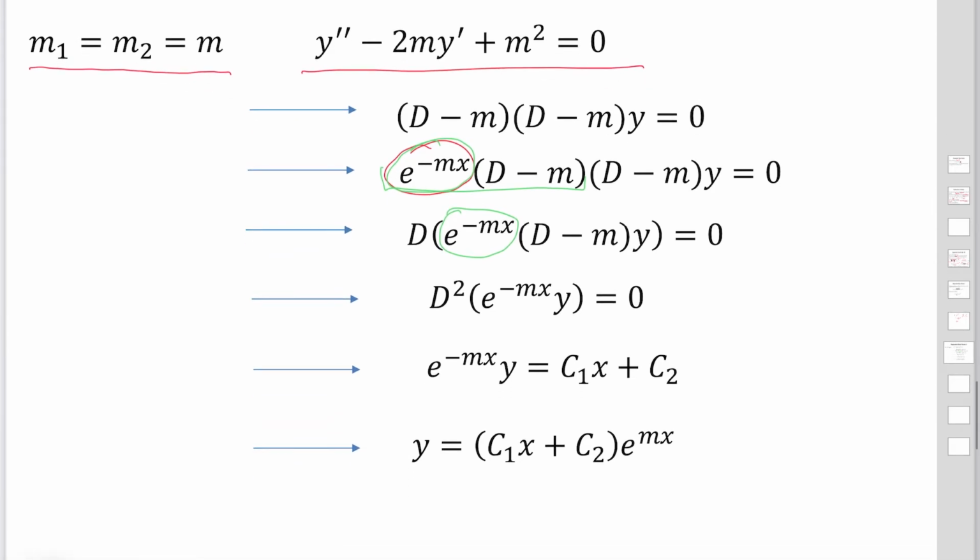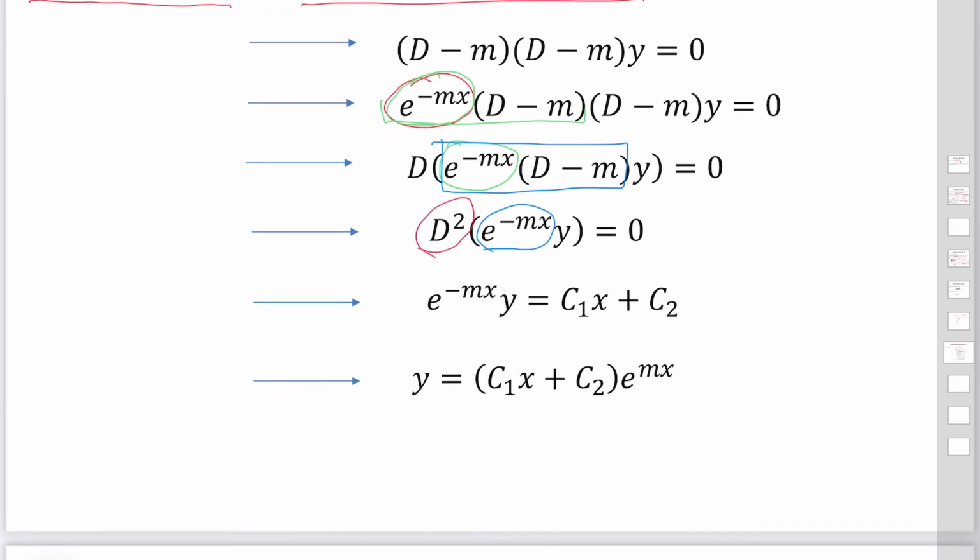Then again, you could multiply by exponential minus mx with D minus m. Again, we can switch the terms. Then exponential mx goes inside of the D. Then capital D twice, so D squared times exponential minus mx y equals 0. Then we could integrate both sides of the equation. So this is the second derivative. If you integrate 0 one time, there is a c sub 1. One more integral becomes c sub 1 x plus c sub 2. So exponential minus mx y equals c sub 1 x plus c sub 2.